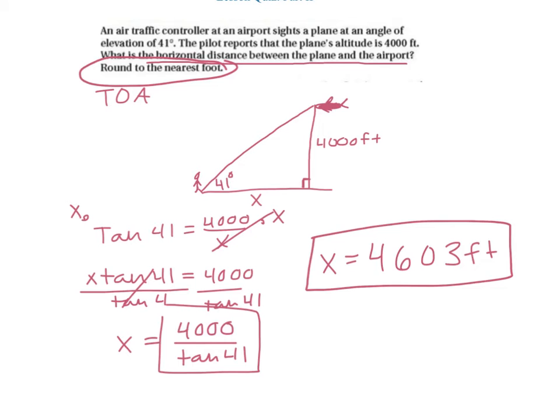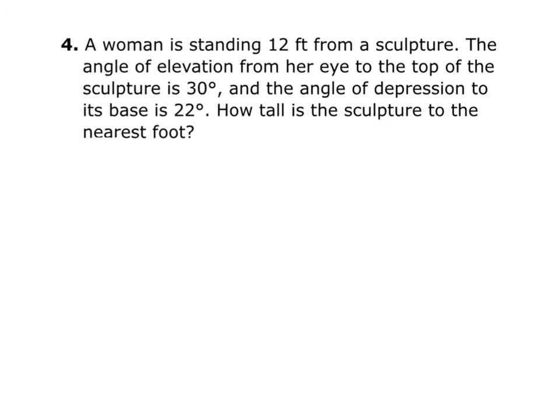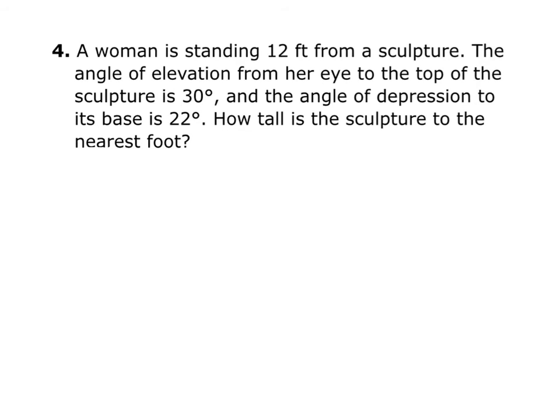All right, last example. A woman is standing 12 feet from a sculpture. The angle of elevation from her eye to the top of the sculpture is 30 degrees, and the angle of depression to its base is 22. How tall is the sculpture to the nearest foot?